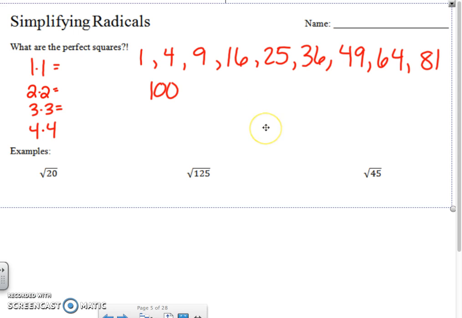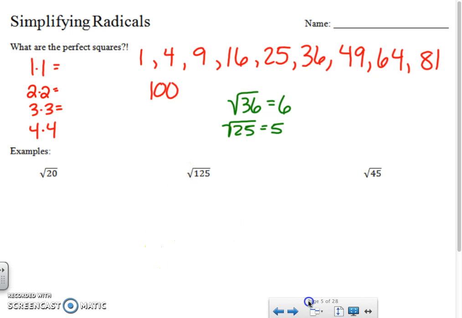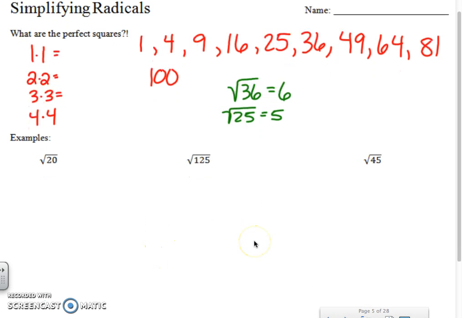And they are called perfect squares because if you take the square root of any of these, you will get a whole number. So for example, the square root of 36 will give you 6 because 6 times 6 is 36. Okay? The square root of 25 is 5 because it's 5 times 5. So you need to know these perfect squares so that we can save some time when we solve these problems.